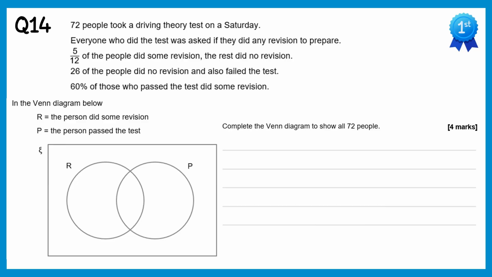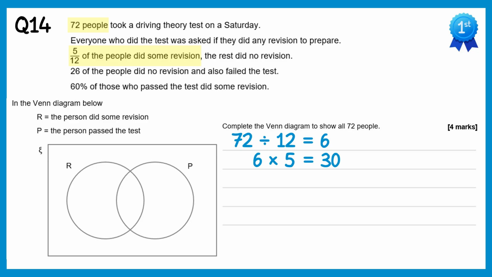In this question we have 72 people, and we're told that 5/12 of those people did some revision. So let's first of all work out what 5/12 of 72 people is. To do this, we do 72 divided by 12, which gives you 6, and then take that 6 and times it by 5, which gives you 30. This means that 30 of the people did some revision.